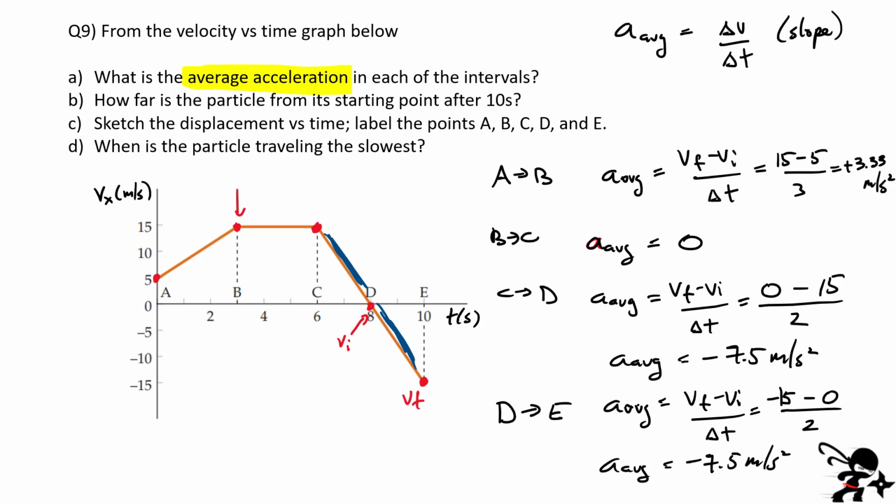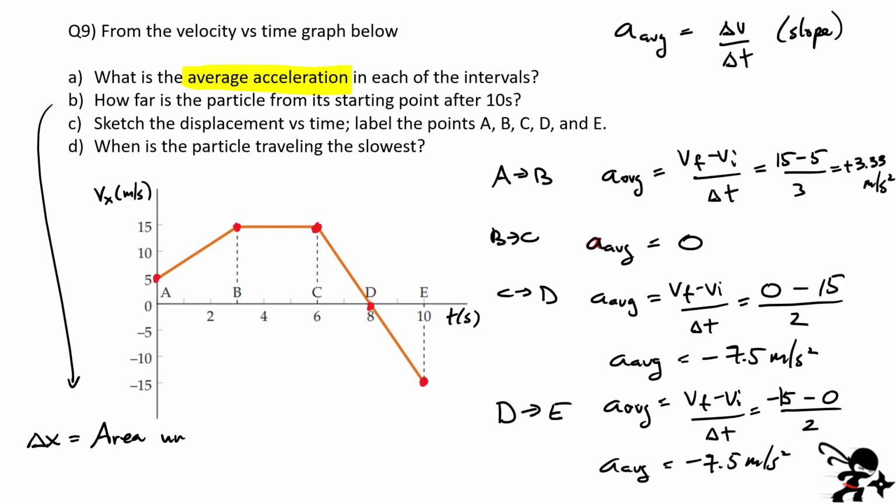Now they want to know, how far is the particle from its starting point? So what we're really looking for now in terms of a physical quantity is the displacement, right? That is how far you're going to be from the starting point. And how do you find the total displacement for this type of problem? To get the displacement, if you have a velocity versus time graph, the displacement is simply equal to the area under the curve.